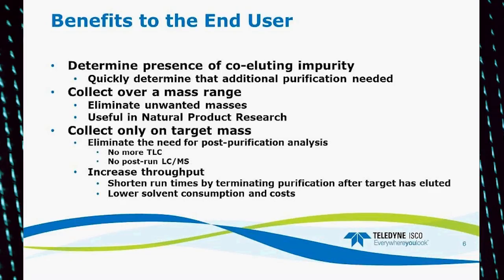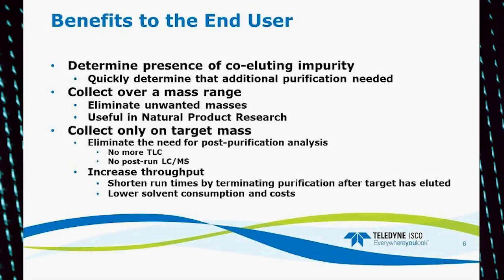I think the important thing during our development process was what benefits this product would bring to our customers. And during our beta testing at the sites that we performed at, these are some of the benefits that they found. First, you could determine the presence of a co-eluting impurity. That saves you some time because you can quickly determine that you're going to need additional purification, or that the solvent system that you selected for the purification was not appropriate, and it allows you to adjust that.